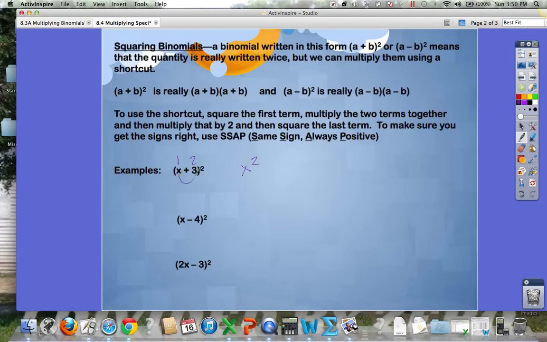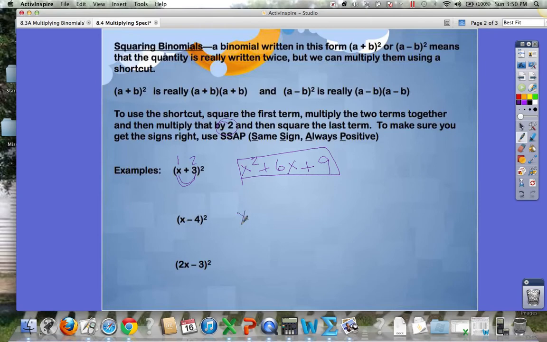Now we're going to multiply these two together: 3 times x, which is 3x. And then times the magic number 2, so it's 3x times 2, which is 6x. And then you're going to square the second term, which is the 3. 3 squared is 9. And you check to make sure you've got your signs right. It's the same sign as what's in there, same sign, and then that last one is always positive. So same sign, always positive. So this is now our new term. This makes a trinomial.